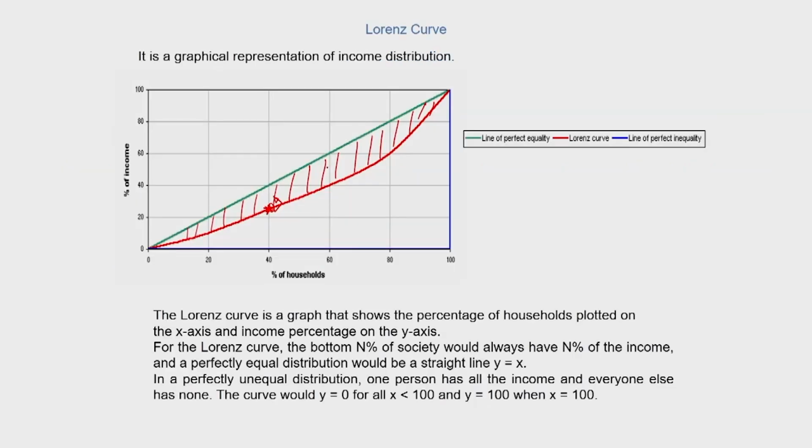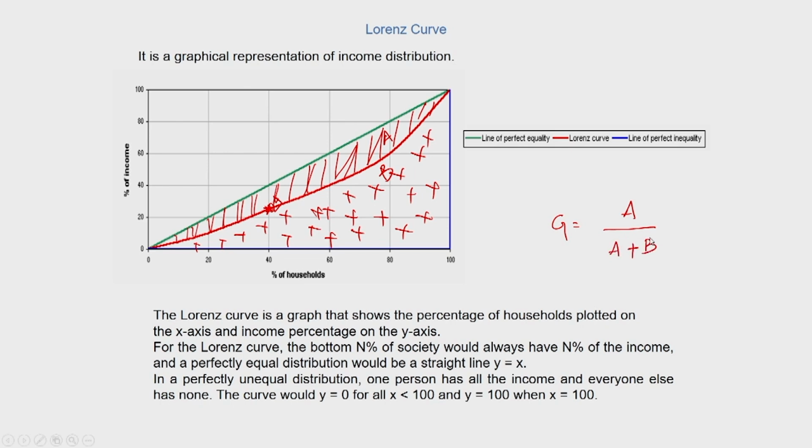So to calculate the Gini coefficient, let us denote the area between the line of equality and the Lorenz curve as A, and let the area below the Lorenz curve be denoted as B. So based upon this distribution, the Gini coefficient is basically a ratio of A by A plus B, and it ranges from 0 to 1, and sometimes is also shown in the form of percentages ranging between 0% to 100%.